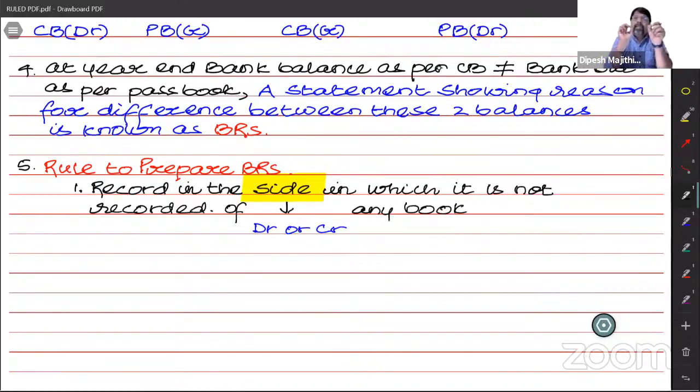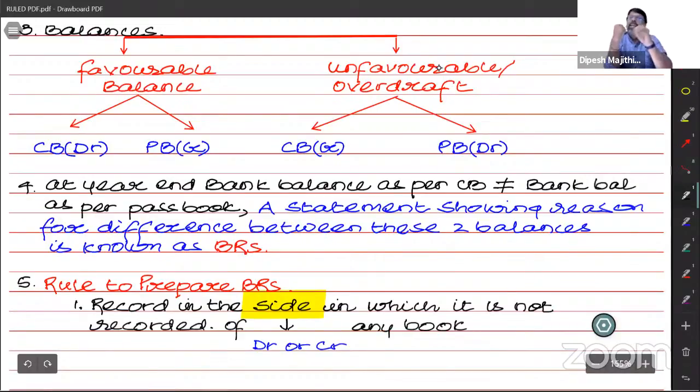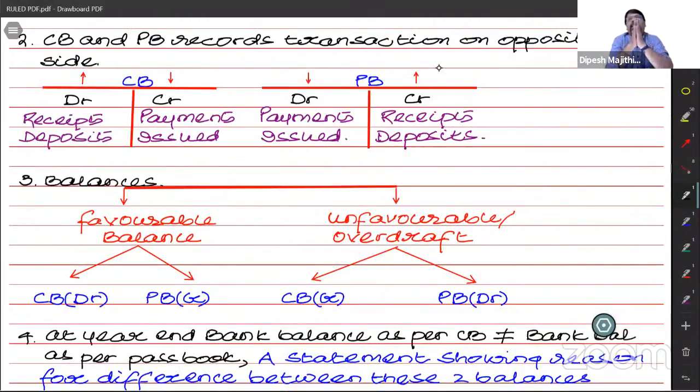Like checks deposited, not recorded in passbook. When you deposit a check, you record it cash book debit, passbook credit. Not recorded in passbook means not credited in passbook, therefore credit it. Check issued but not presented. When you issue a check, you record in cash book, credit side, passbook, debit side, yes or no, sir? So not presented means not recorded in passbook. Which side should you record? Debit side.